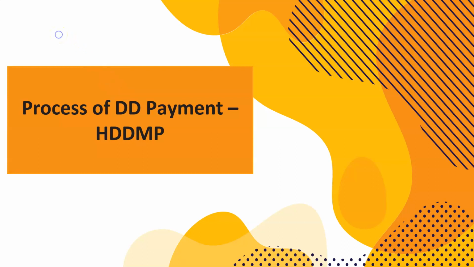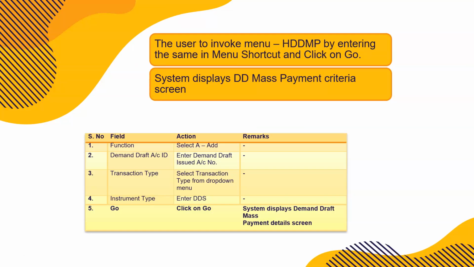This is the command HDDMP. So again, make a diary and keep on noting it down subject wise, topic wise. So we invoke HDDMP, right? HDDMI was for issue. HDDMP is for mass payment here, right? So you enter in the menu shortcut, click on go. System displays a DD mass payment criteria.